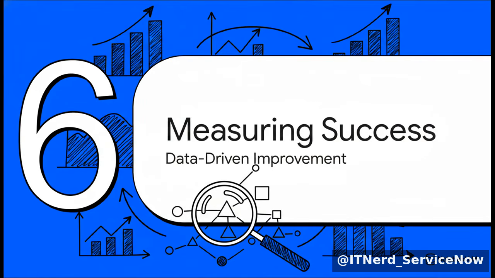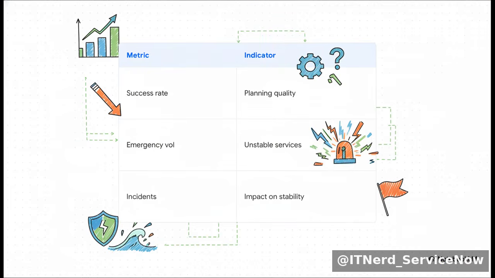Finally, how do we know we're actually winning? By measuring success and focusing on data-driven continuous improvement. A world-class IT team doesn't just execute changes and walk away. They measure their effectiveness to constantly improve future performance. Tracking these common reporting metrics allows the change manager to spot trends way before they become massive issues.